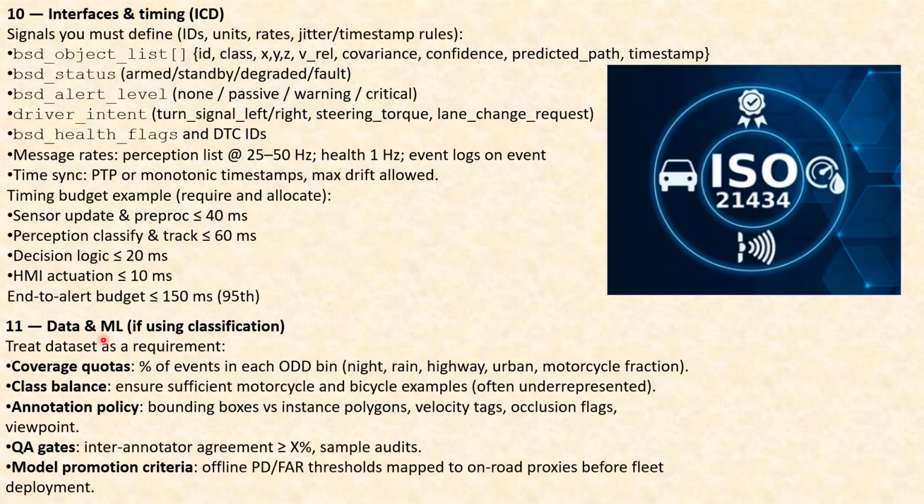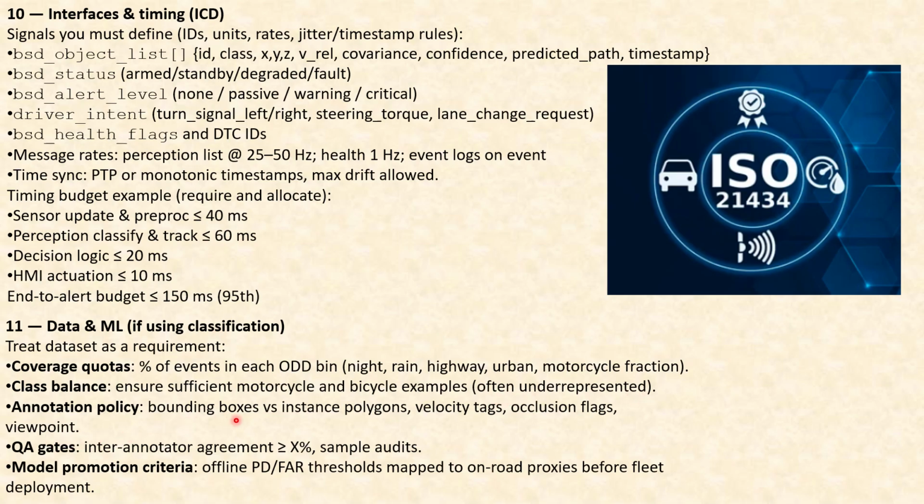Next, talking about the data and machine learning, if using classification, you have to talk about the coverage quotas. So X percentage of the events in each ODD bin. For night vision, how many percentage of events? For rainy scenario, how many percentage of events? For highway scenario, how many percentage of events? For urban, for motorcycle fraction, for every coverage you must have a proper ODD bin. And also the class balance. Ensure sufficient motorcycle and bicycle examples, as these are often underrepresented.